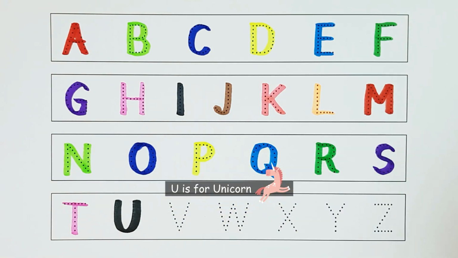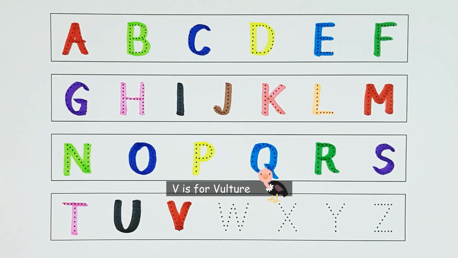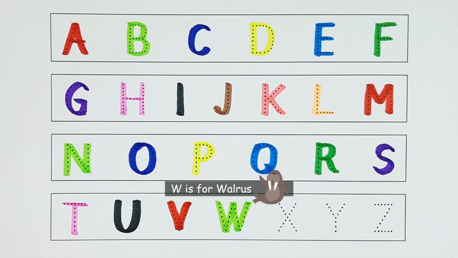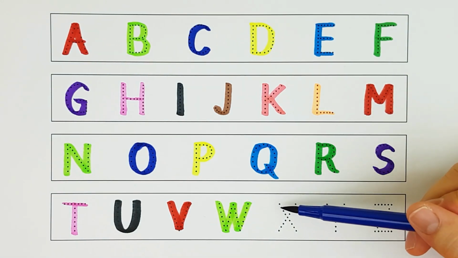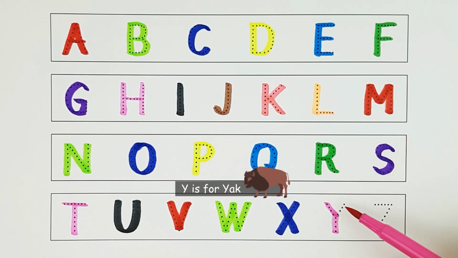U. U is for unicorn. V. V is for vulture. W. W is for walrus. X. X is for X-ray fish. Y. Y is for yak.